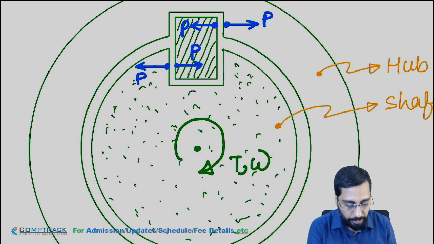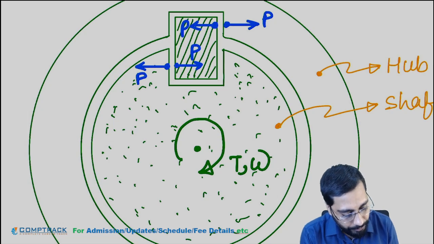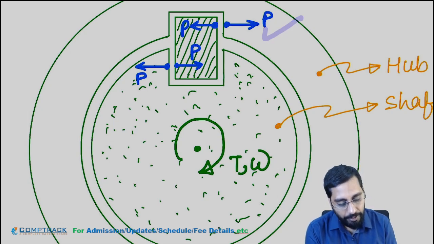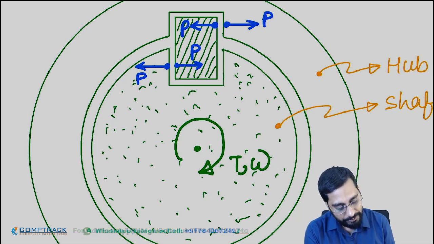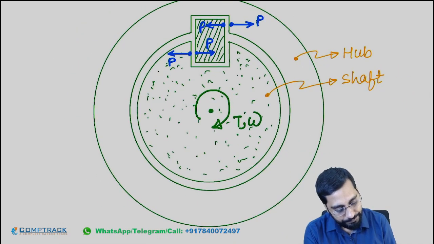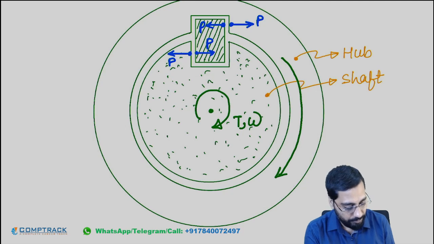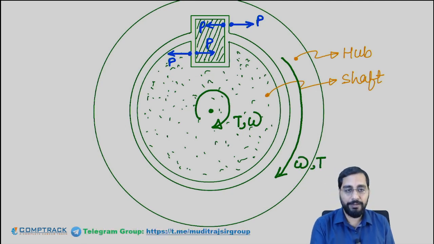So here, due to this P, hub will also start rotating in this direction, with same omega, because slipping chances are not there. So torque and omega will be transferred on the hub. Yes or no?